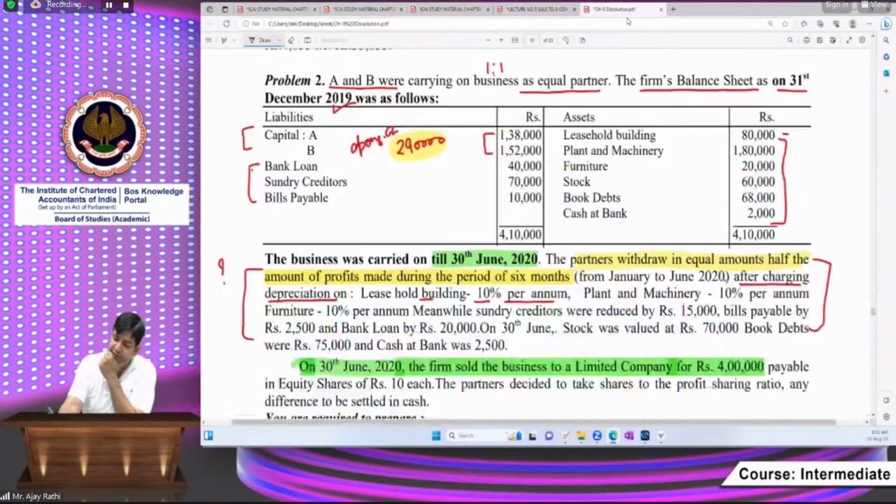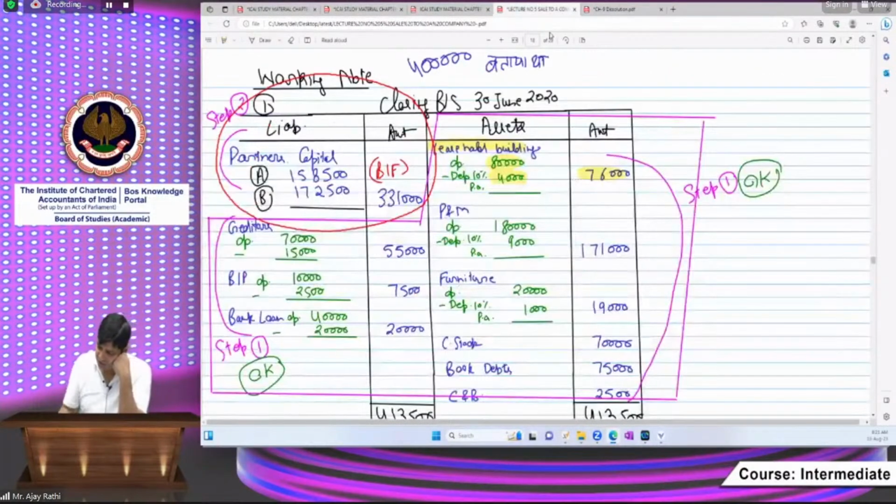Now, another point is also there. So we have completed this step. After charging depreciation on leasehold building, can I do the same step for plant and machinery also? Yes, sir. Furniture also? Yes, sir. Please calculate. Same depreciation rate is there. Plant and machinery is there, having this book value and 10% depreciation for 6 months. And furniture is having this value, 10% per annum depreciation for 6 months. These are the values being calculated by you. I am presuming that you are utilizing your calculator.